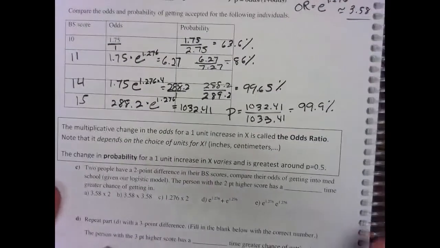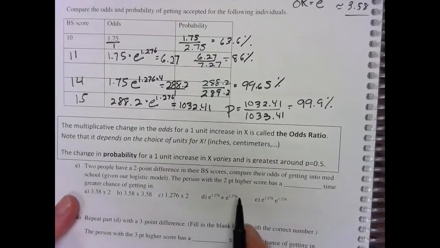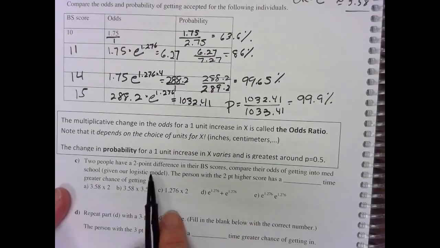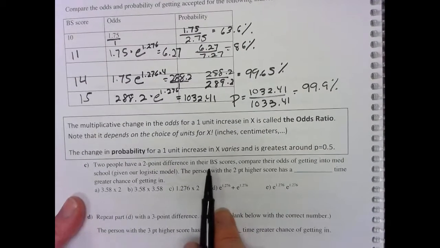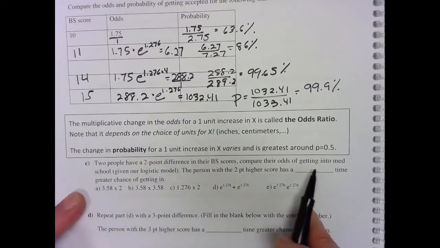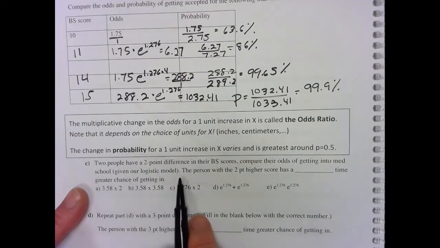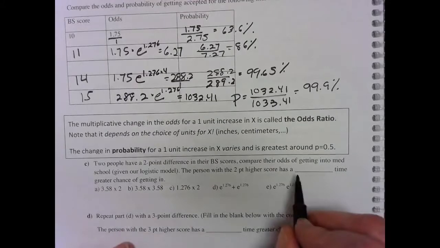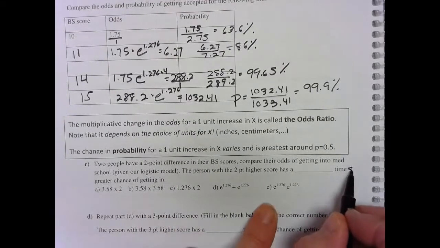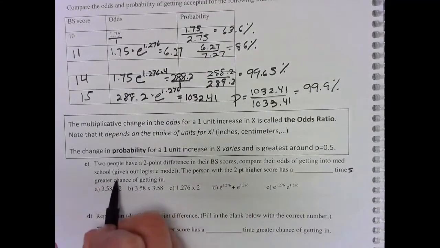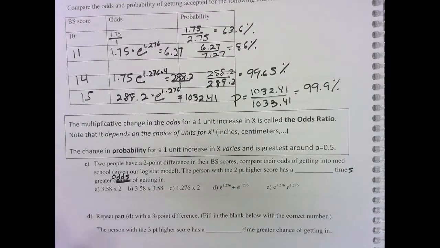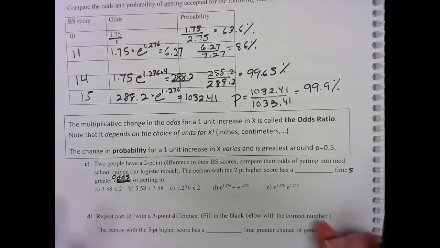And now, let's look at the last two problems here. All right. So two people have a 2-point difference in their biological science score. Compare their odds of getting into med school, given our logistic model. So the person with a 2-point higher score has what times greater odds? Sorry about that. This should be odds of getting in. So what would you choose here?